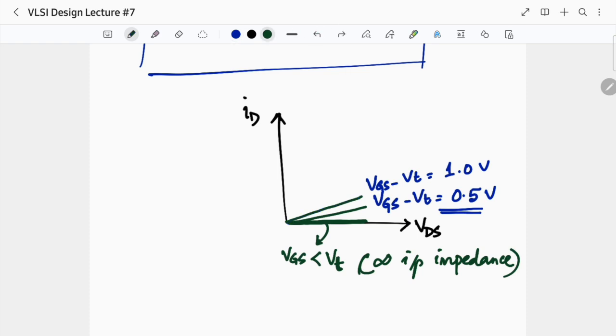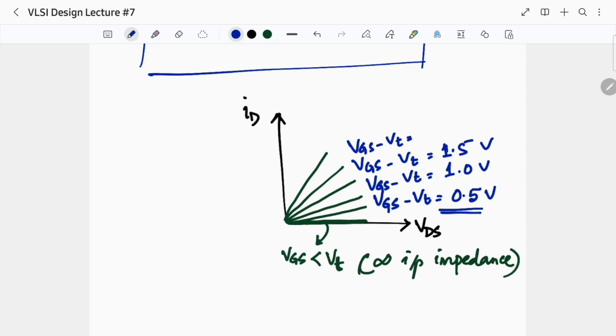Now let's suppose I want to increase the difference a bit more. VGS minus VT is 1.5 volts. So logically what will happen? My current flow will increase a bit more, and so on and so forth. So the more you keep on increasing the difference between VGS and VT, your current flow will increase.